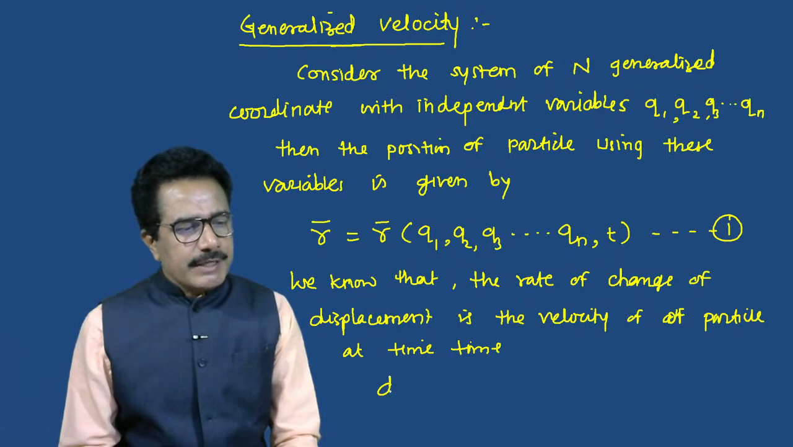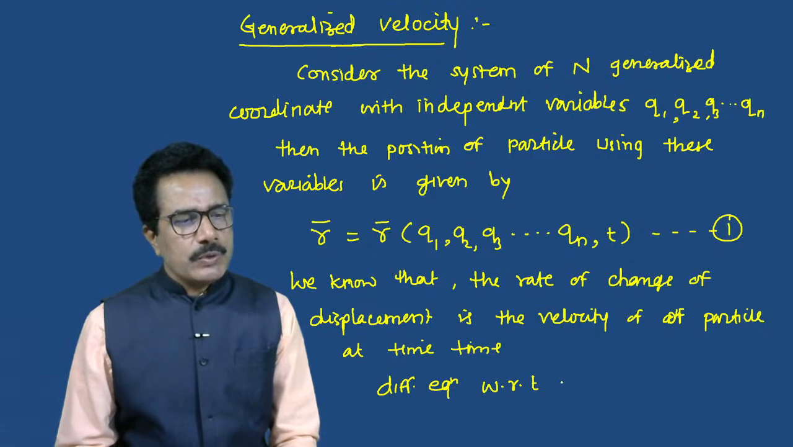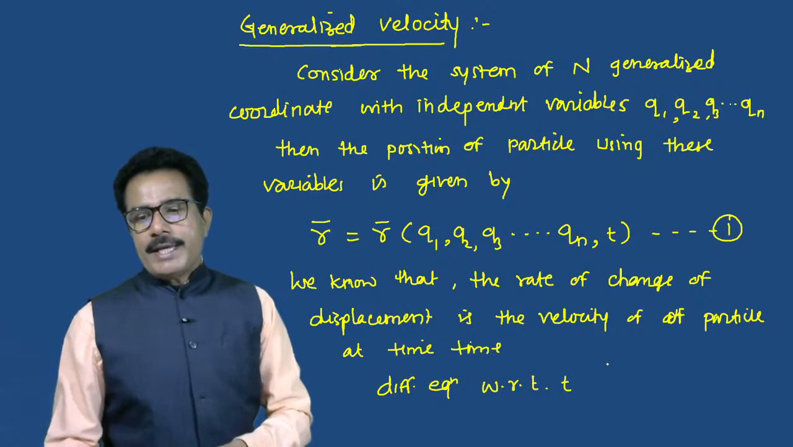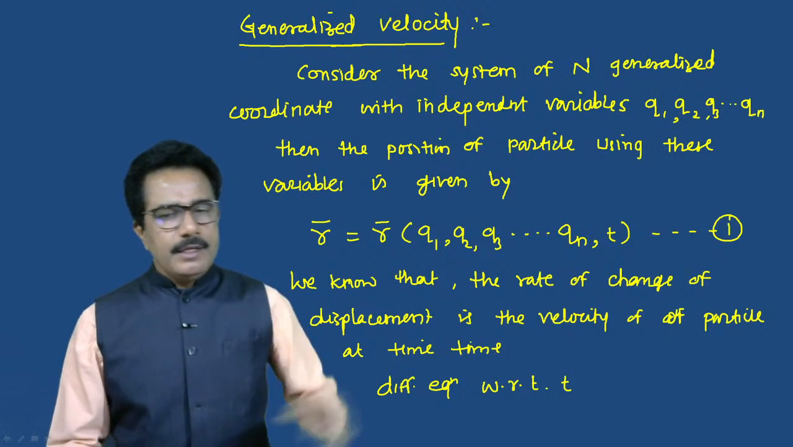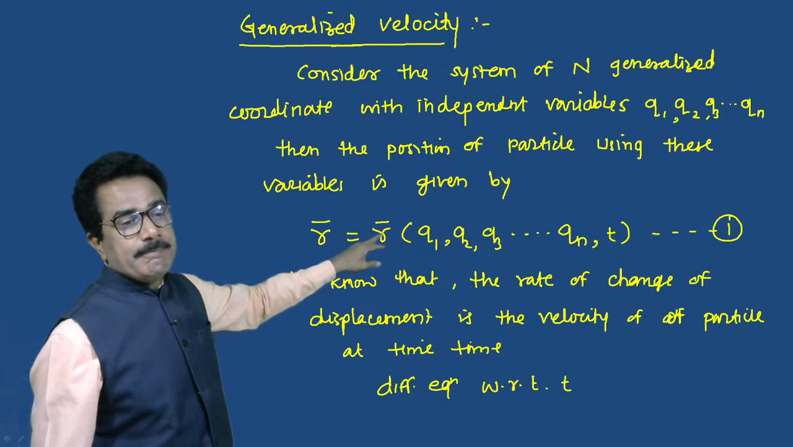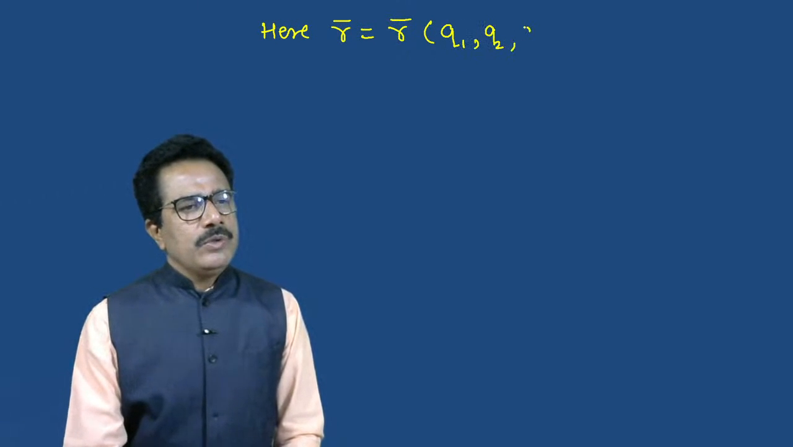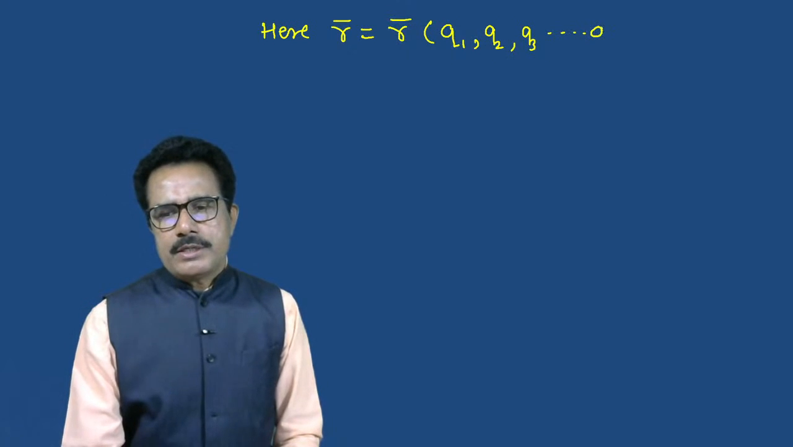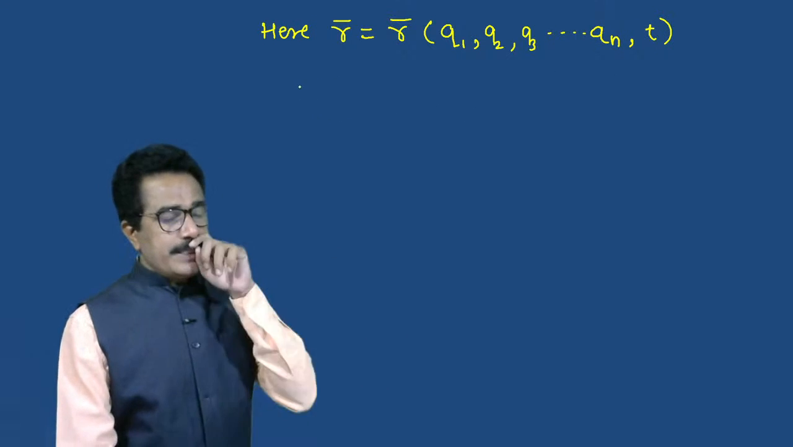So differentiating equation 1 with respect to t. So we can write this as, differentiating with respect to t, which is given by... Now differentiate this equation. So r bar here I shall write this here. R bar is equal to r bar of q1, q2, q3, ..., qn, t. Now differentiate. Let's see what its differentiation becomes.